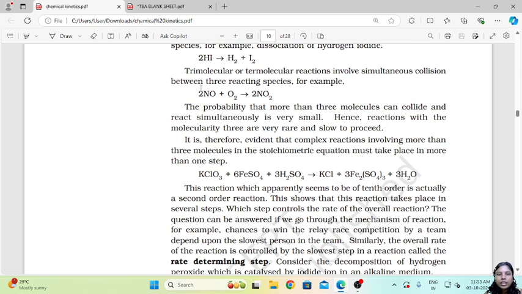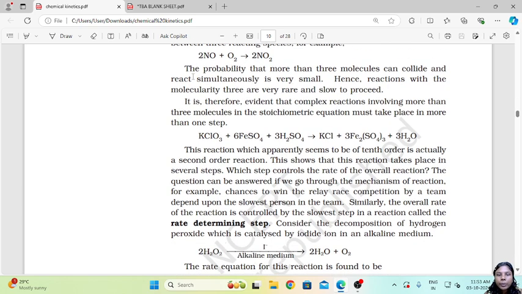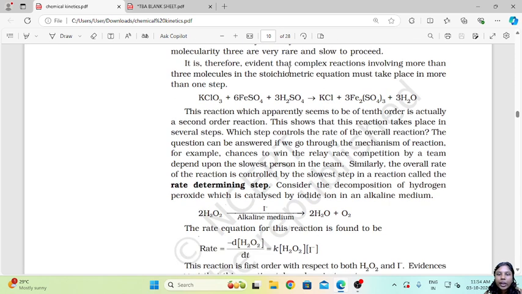colliding with each other. For example, we have 2 molecules of nitric oxide plus oxygen giving us 2 molecules of nitrogen dioxide. Now the probability that more than 3 molecules can collide and react simultaneously is very small. So for such reactions molecularity is very low and therefore it is very rare. It is therefore evident that complex reactions involving more than 3 molecules in the stoichiometric equation must take place in more than one step.